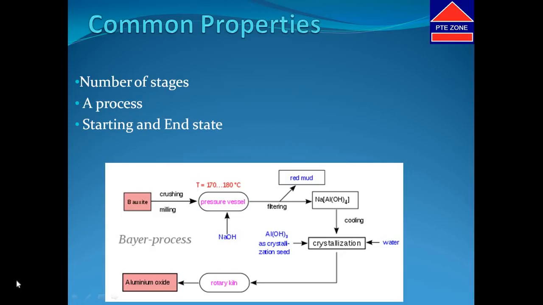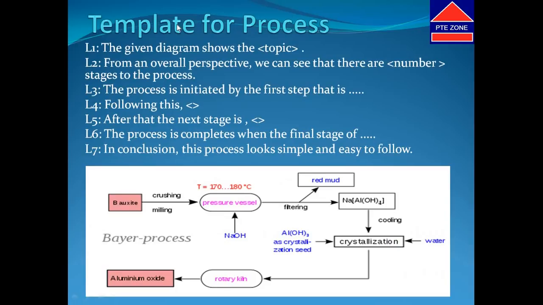So based on these common properties, you can create a template for a process type of question. This is the template that I made for my process type of questions. So it is like, the given diagram shows the, I'll just say whatever the topic is. In this scenario, I would say the given diagram shows the Bayer process, or if there is no topic, I would say the conversion from bauxite to aluminum oxide, right?